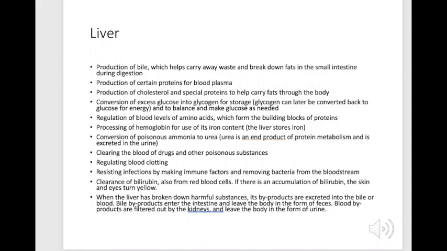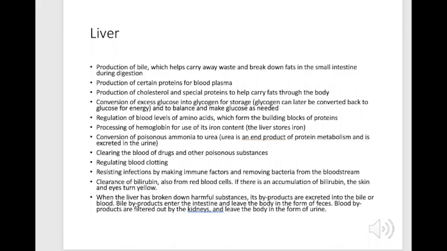So the various functions of the liver are vast. Production of bile, which carries away waste and breaks down fats in the small intestine, production of certain blood plasma proteins, cholesterol, conversion of excess glucose into glycogen, regulation of amino acids, the processing of hemoglobin and its iron content, so the liver stores iron, conversion of poisonous ammonia to urea, clearing of drugs and poisonous substances, regulating blood clotting, resisting infections, promoting immune factors, removing bacteria, clearance of bile, and then if the liver is damaged, harmful substances and byproducts, those are normally excreted into the bile or blood.